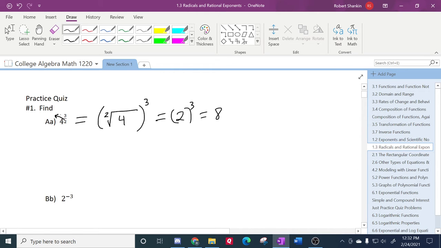Now notice, the 3 was bigger than the 2, so it won in the war of exponents. It made the 4 larger, go up to 8. If it had been the bottom number bigger than the top number, it would have shrunk the 4 to a smaller number than 4. All right, negative exponents.